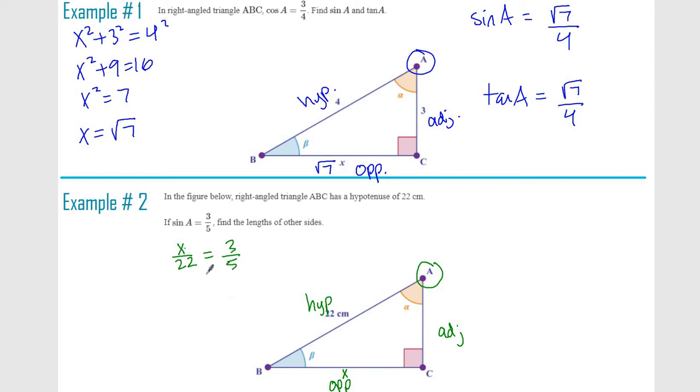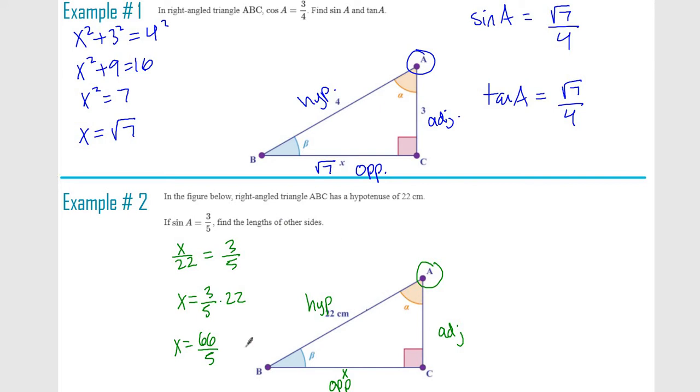We can get rid of the 22 by multiplying it. So we get x equals 3 over 5 times 22. So x is 66 over 5. All right, now we've got that side length, and now we can plug it in to get the other ones.